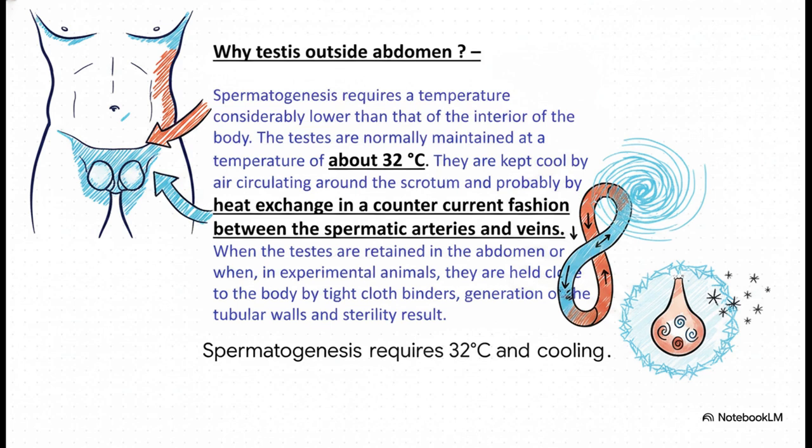This cooling is maintained partly by air just circulating around the scrotum, but more importantly, it relies on this amazing countercurrent heat exchange system between the spermatic arteries and veins. Basically, the warmer blood coming in is cooled down by the cooler blood leaving. It's like a built-in radiator. Because if that temperature gets too high, well, sperm simply cannot be produced.